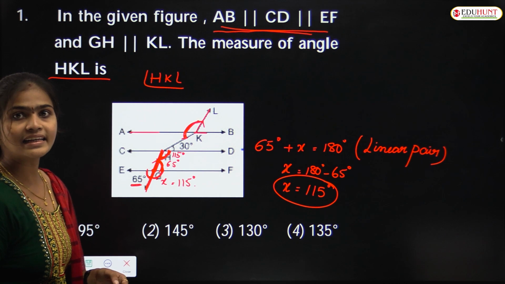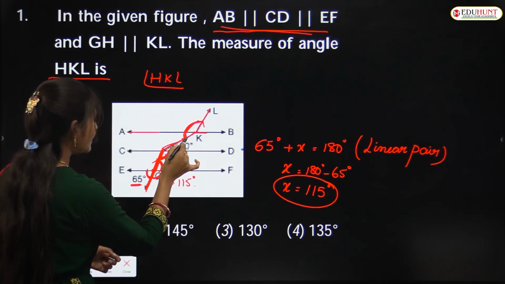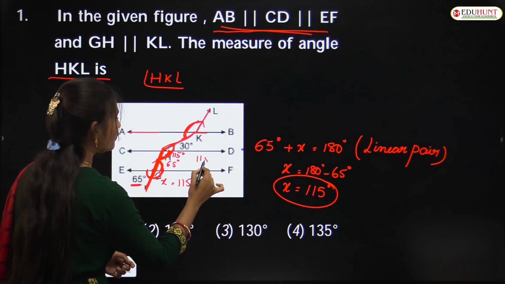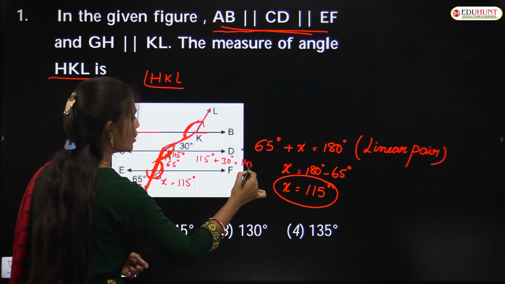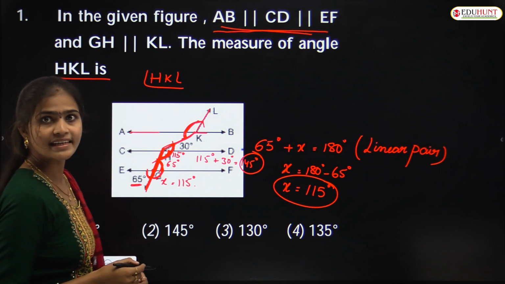That is 30 degrees. So just observe that. Here the angle given, this total angle is equal to 115 plus 30 degrees, which is equal to 145 degrees. So here this complete angle is equal to 145 degrees only.